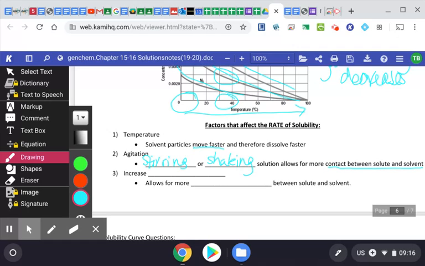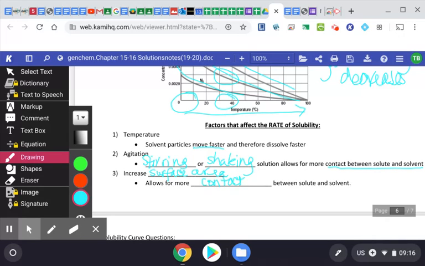And then the last factor that increases the rate of solubility is increasing your surface area. If you grind up a sugar cube into smaller sugar particles, now those smaller particles are going to have more contact again between the solute and the solvent, and it will dissolve faster.